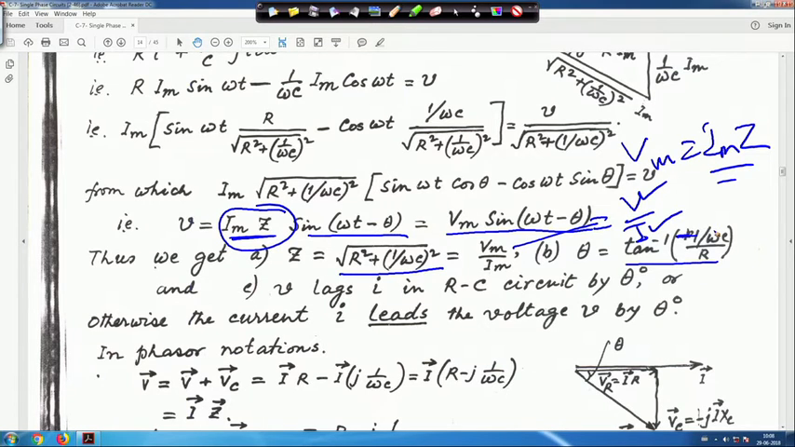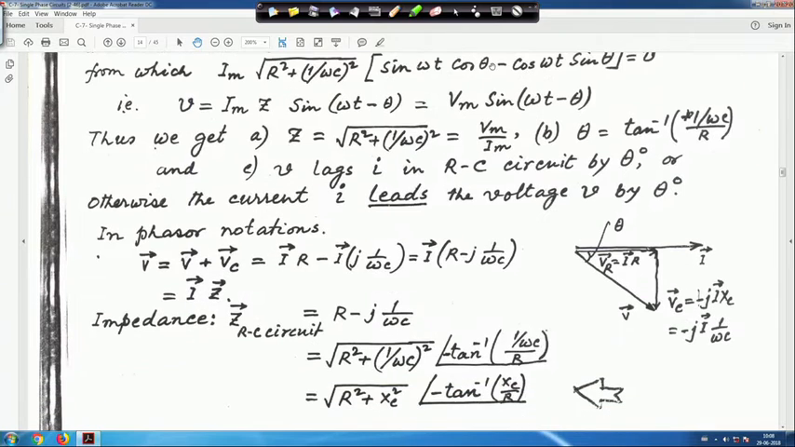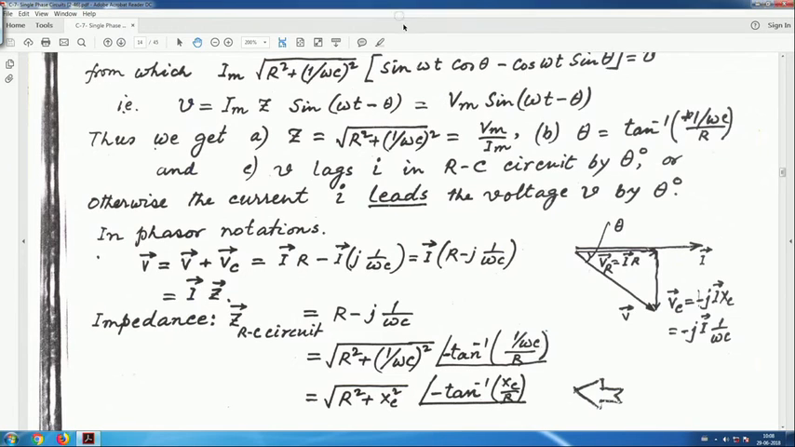In the case of the capacitive RC circuit, theta is equal to tan inverse of minus 1 upon omega C. So theta will be negative. In this case, the voltage is actually lagging the current by an angle theta, or the current I is leading the voltage by an angle theta.